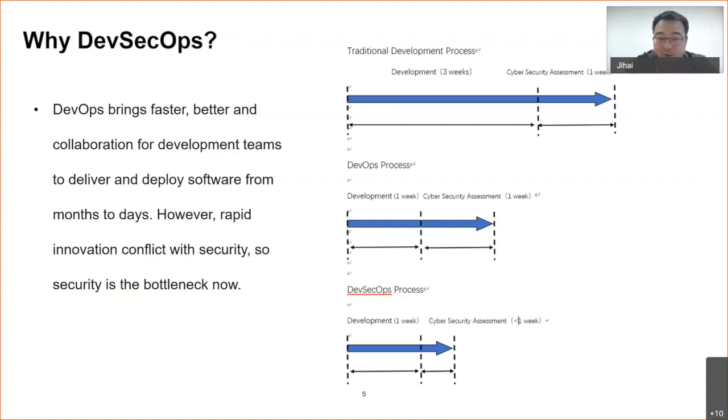Okay, so let's go to the third one. Now for the DevSecOps process, you can easily see what it means. It tries to further reduce the second stage, the time caused by the cybersecurity assessment. This is probably one of the final goals of DevSecOps. So I just gave you this one simple example to easily show you.